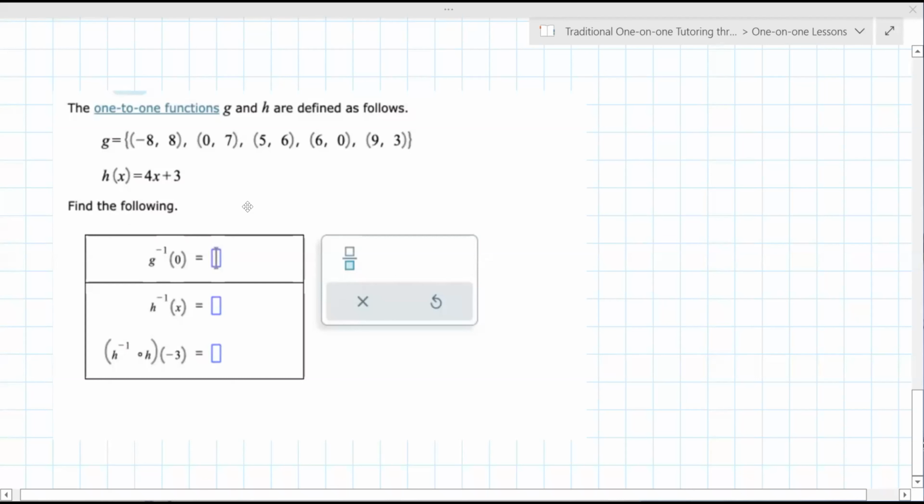All right, so let me share my screen here. All right. So g inverse of 0. What you do is you look for where the y value is 0, right? And so the answer is just 6.